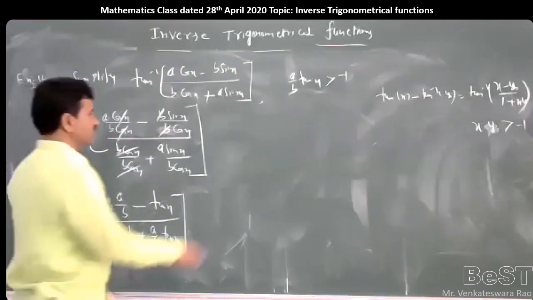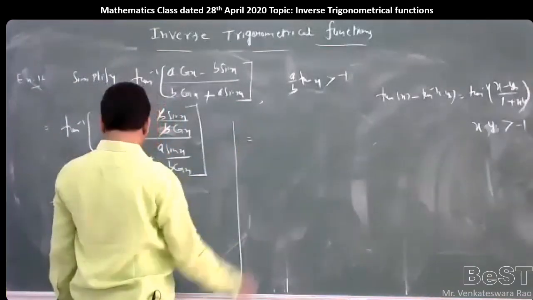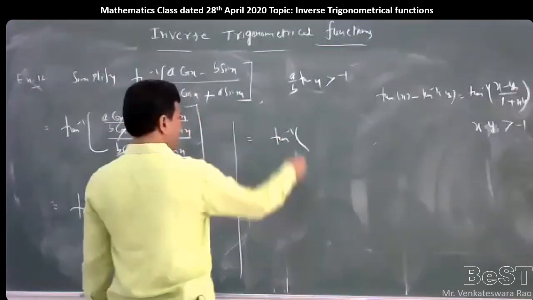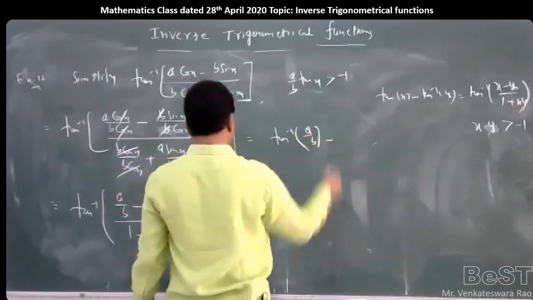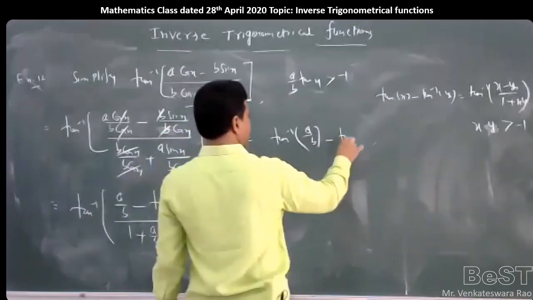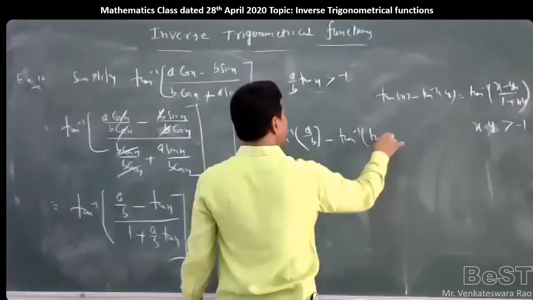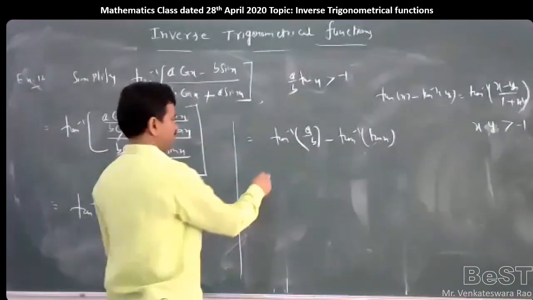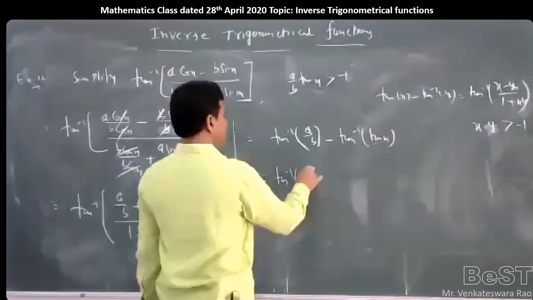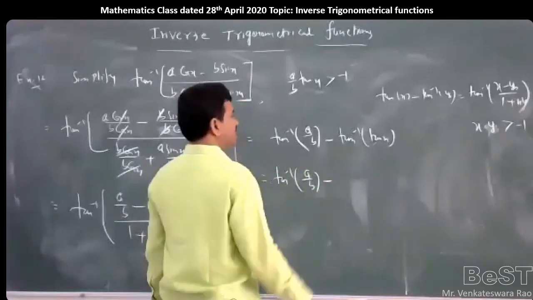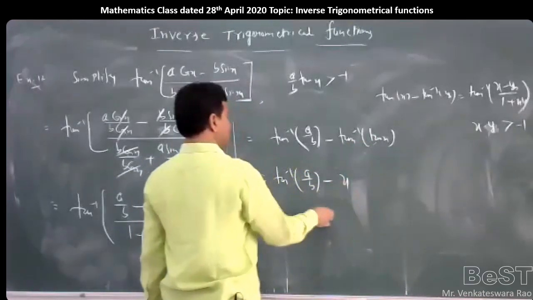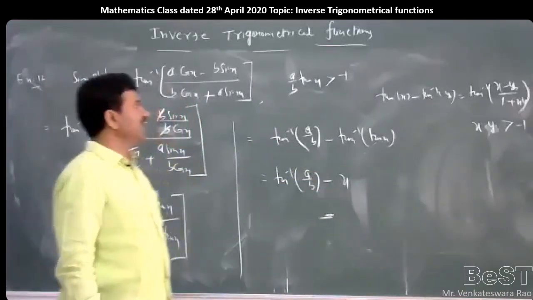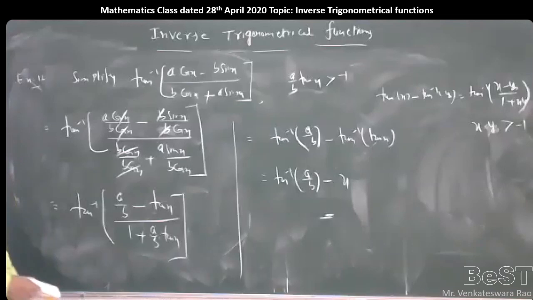So the answer is tan inverse of a by b minus tan inverse of y value tan x. What is the tan inverse of tan x value? x it is. So tan inverse of a by b minus tan inverse of tan, that is x. That is the answer: tan inverse of a by b minus x. Many times given for 3 marks problem, PUC, important problem.